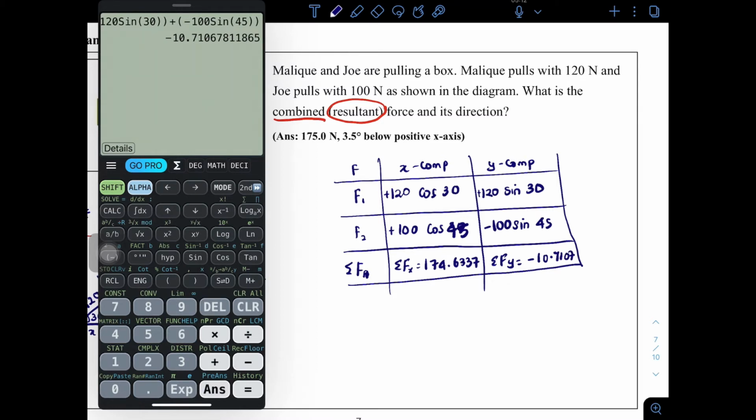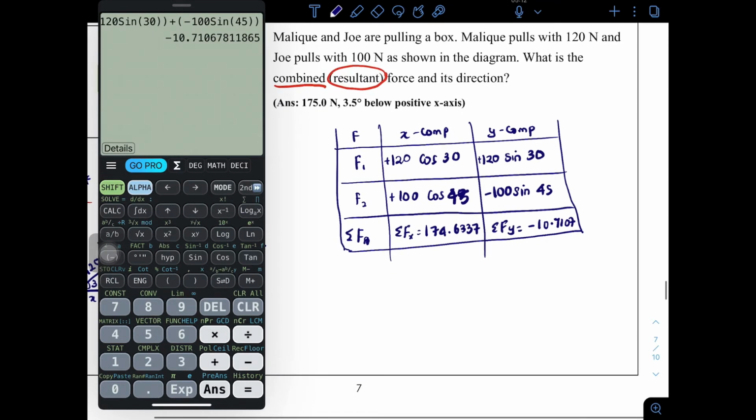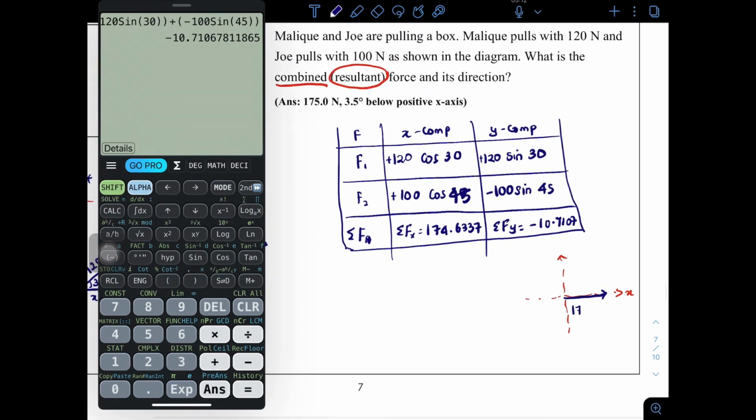So, how to find the resultant force or resultant vector? First thing first, you draw your Fx and Fy on the axis. So here is my y-axis and x-axis. My x is positive, so it shows the vector is to the right, 174.6337 in length. And my Fy is negative, so it goes downwards. Maybe it's a little bit shorter than the x one, so negative 10.7107. Negative means downwards. We know that the resultant between two forces is in between these two vectors. So this is Fx, this is Fy, and this is F resultant.